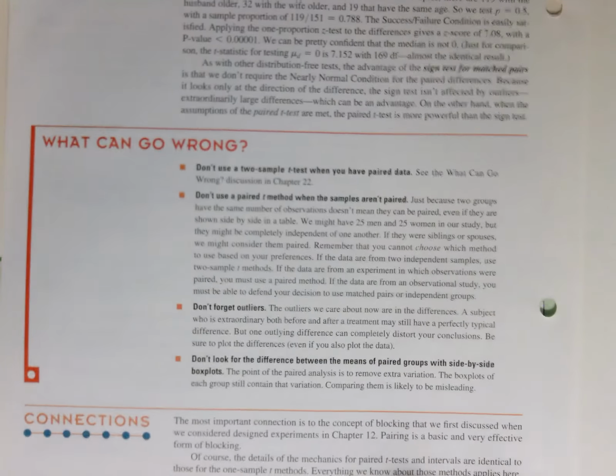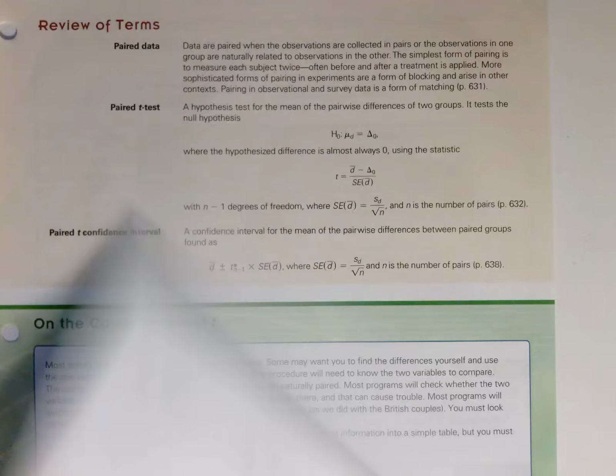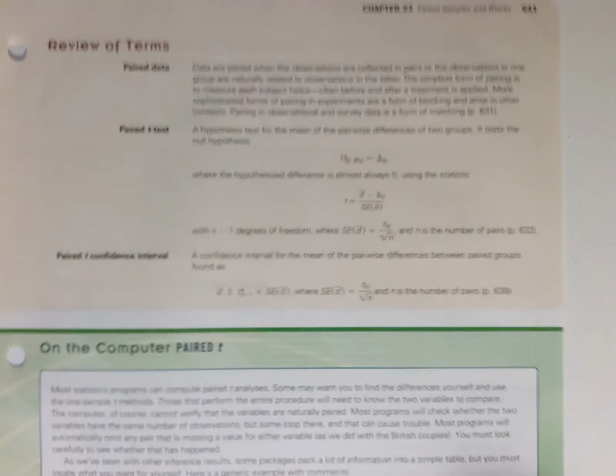And again, what can go wrong? You really don't want to use a two-sample t-test when you have paired data. Thinking about the learning outcomes for this, it's really pretty much a review of what we've seen before.